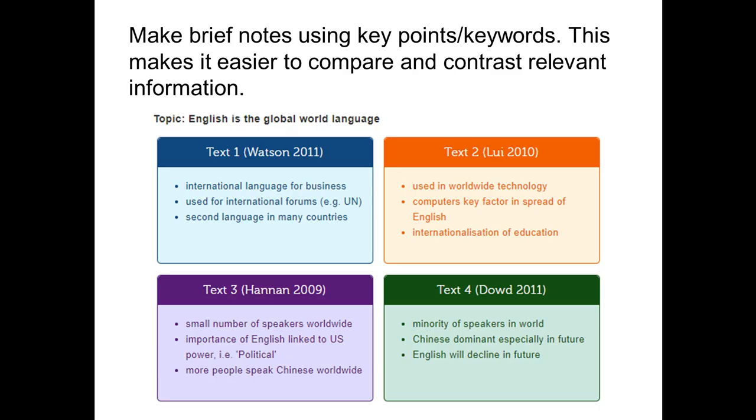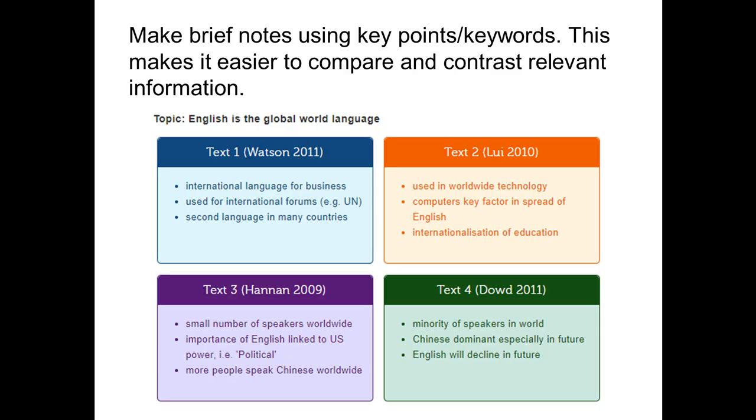Text 3, inkuru ya gatatu tugendeye kuri Hana muri 2009. Small number of speakers worldwide, umubare mutoya w'abavuga ururimi ku isi. Importance of English linked to power. Example, political. Ngo umumaro w'icyongereza utubumbira hamwe mu mbaraga zidasanzwe. Urugero bivuze politique. More people speak Chinese worldwide. Abantu benshi bavuga Igishinwa ku mugabane w'isi.